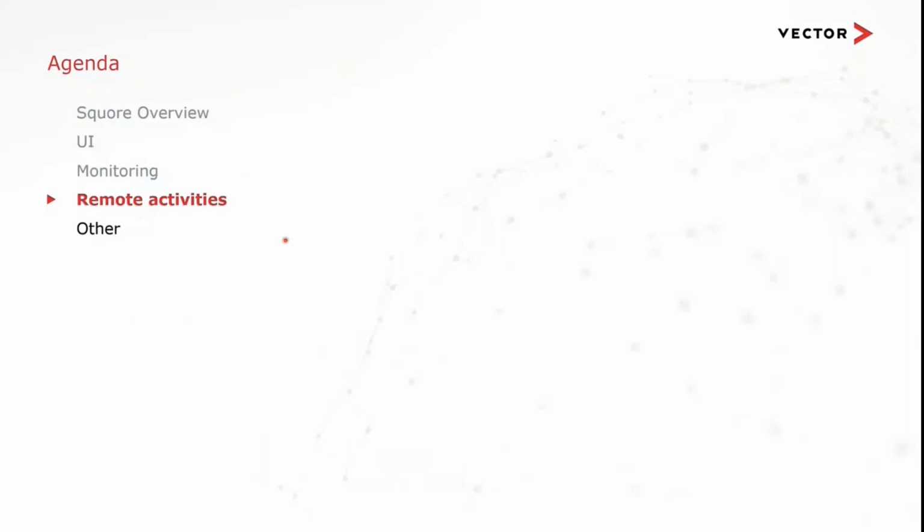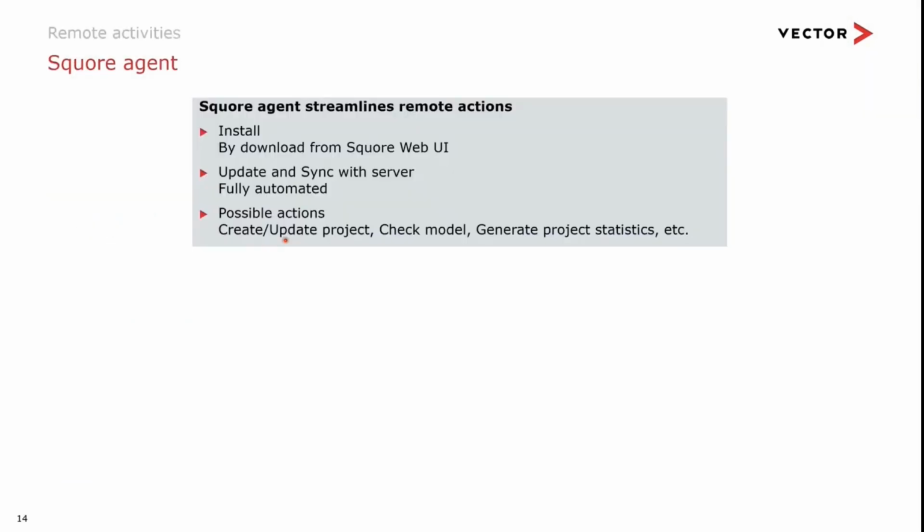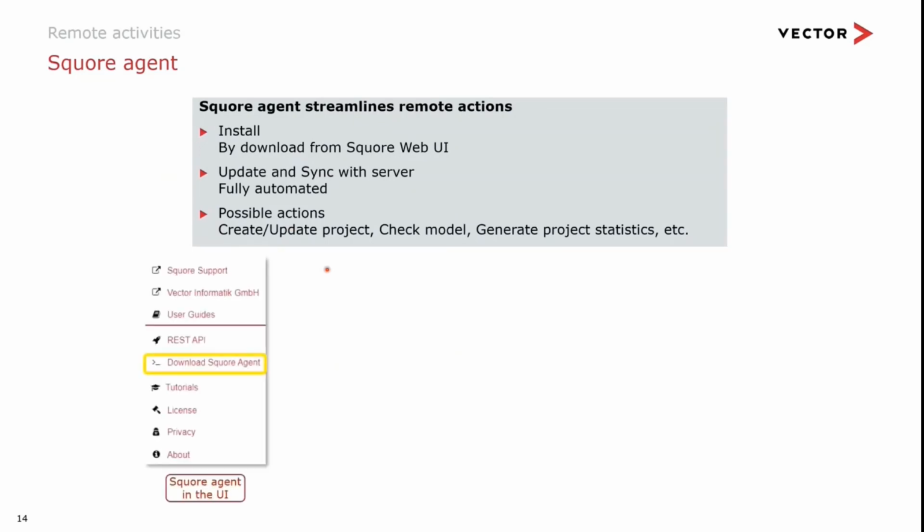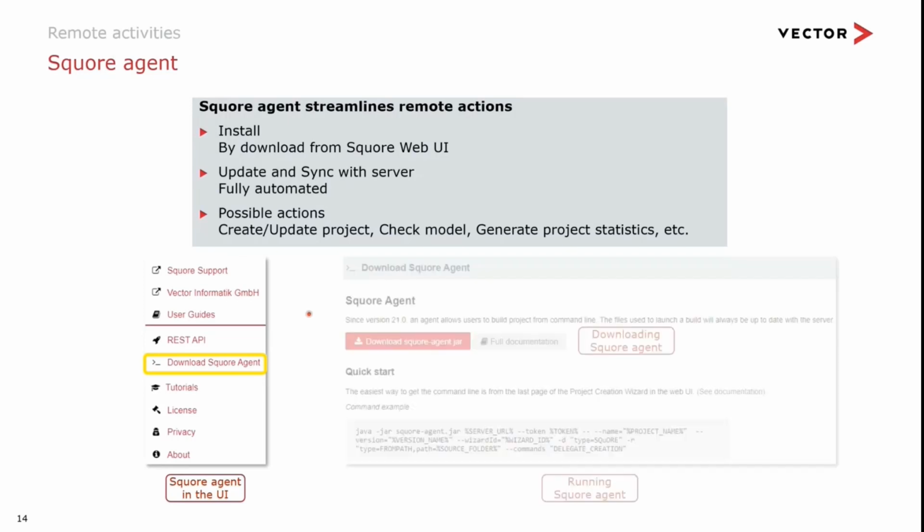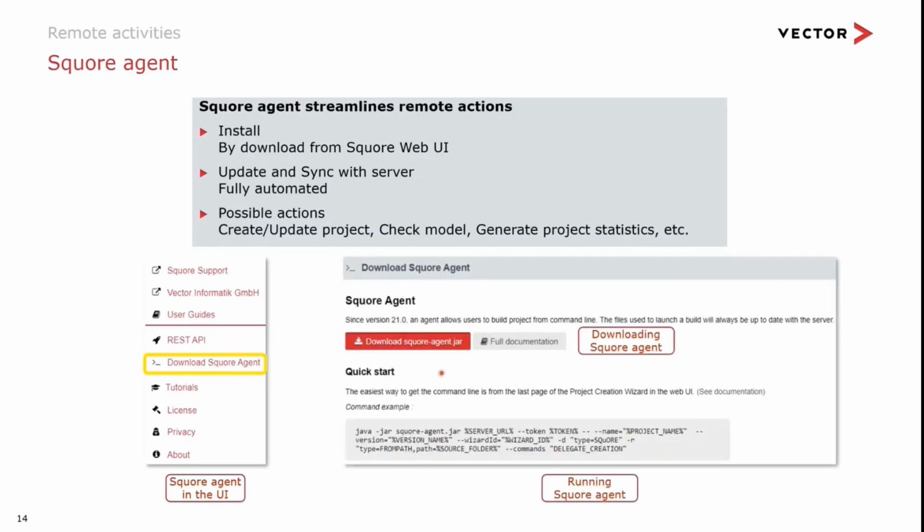So let's now switch to the remote part of using Squore. We have introduced in Squore 21 the Squore agent. It is arriving in replacement of the old Squore CLI, and it's really easier to use and more user-friendly now. You can install it directly from Squore. There is a download Squore agent link now in the Squore UI, where you can directly, as I said, download it. It is fully documented. We give you some examples on how to use it.